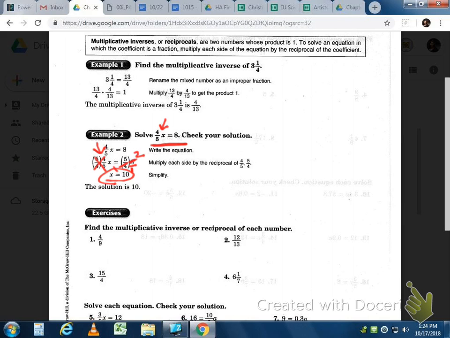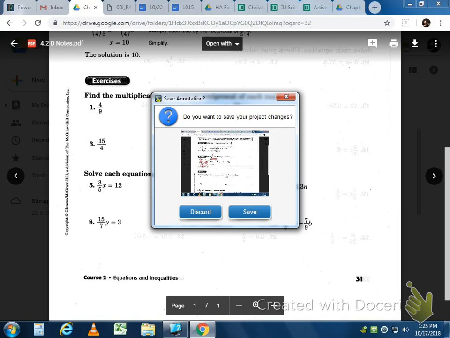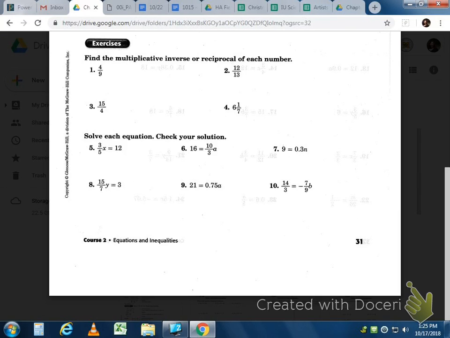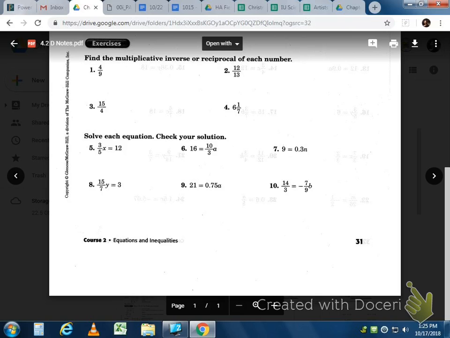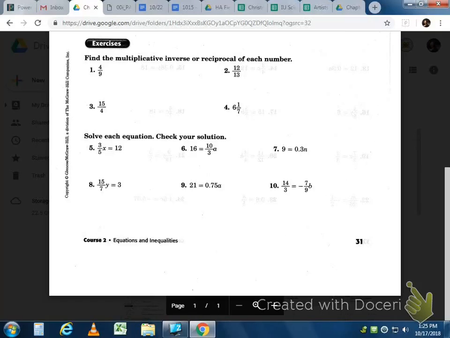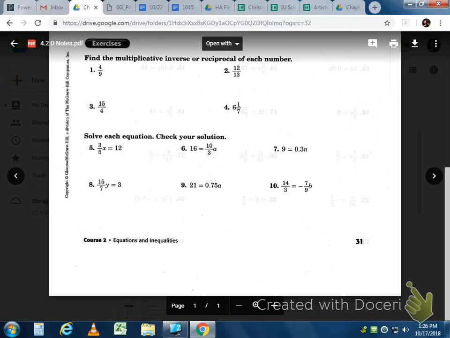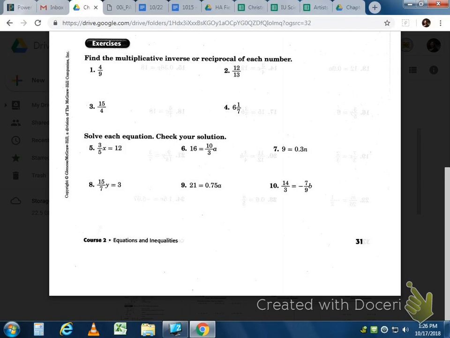So I want to look at the examples down here. These are the type of problems you're going to get today. Let's look at number 5. It says 3/5 x equals 12. 3/5. So I have to multiply by the reciprocal. What is the reciprocal of 3/5? Mason? So I'm going to multiply both sides. If I can get this to work. Oh, now I see what's wrong. Hold on. There we go. Multiply both sides by 5/3.